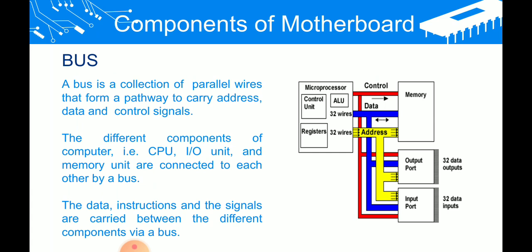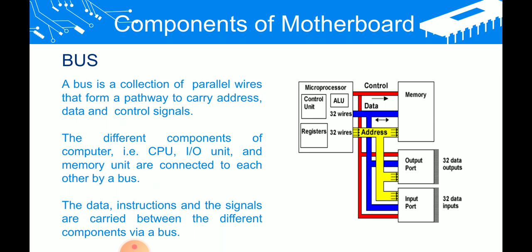The component can be CPU, memory, input output device, anything. So from CPU to memory, some information has to travel. So it travels on the bus. If the information is data, then it travels in the data bus. If the information is address, then it travels in the address bus. If the information is signal, it travels in the control bus.